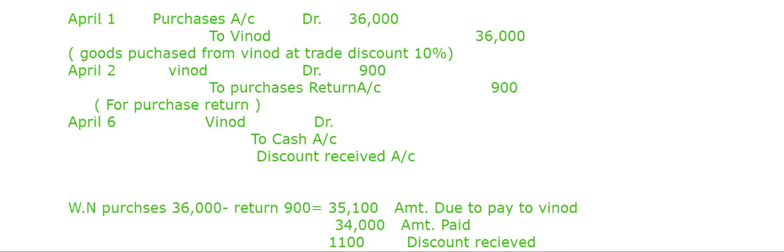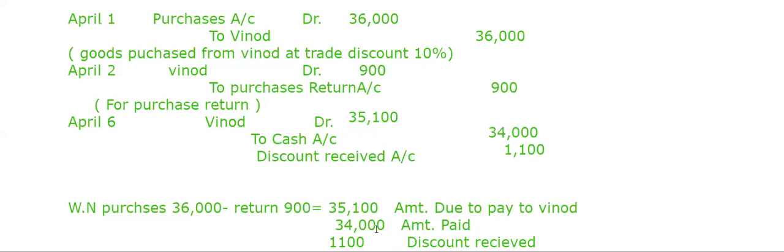It will be 1,100. Now the amount is to be shown in the cash account. The amount is to be shown over here, 34,000. Discount received, the amount is to be shown 1,100. And in case of Vinod, the amount is to be shown 35,100. Please have a look.